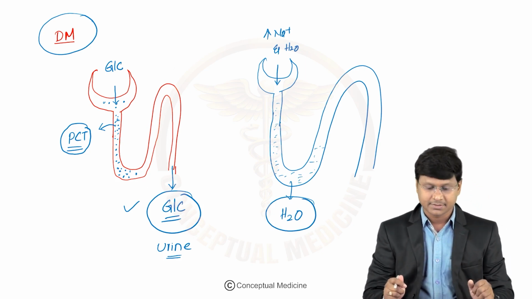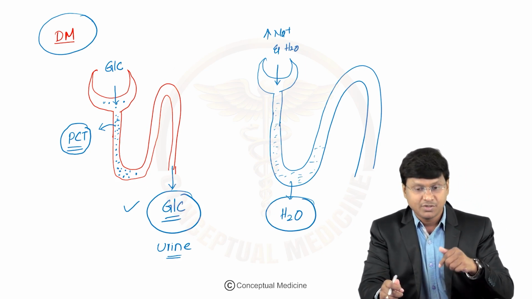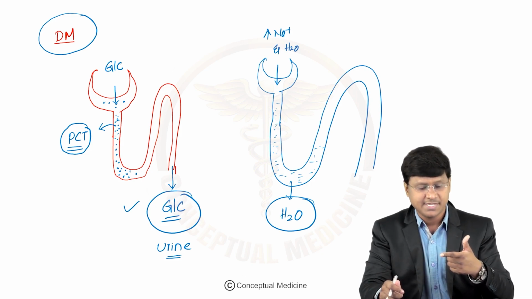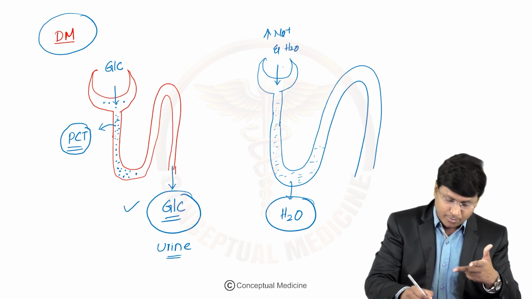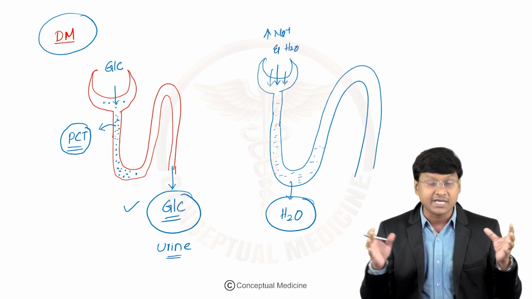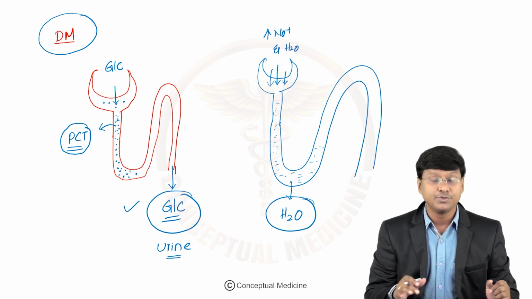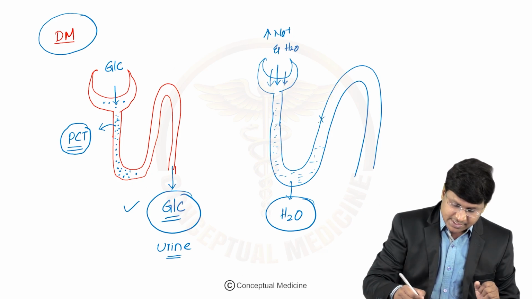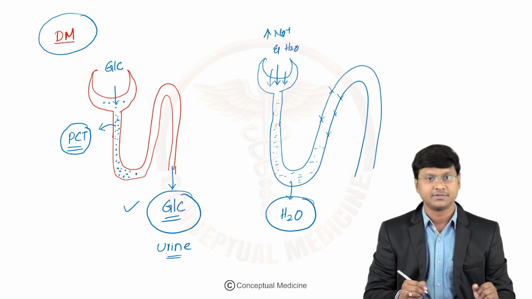That should happen normally. But here, what is happening? Because of increased aldosterone, there is increased sodium and water reabsorption, and there is increased glomerular filtration rate also. That means the tubule is receiving excess amount of water and excess amount of sodium. Now the tubule says, I cannot reabsorb this amount of sodium and water.